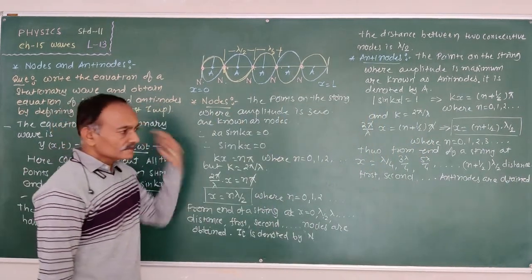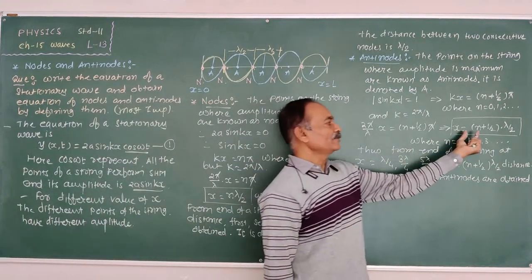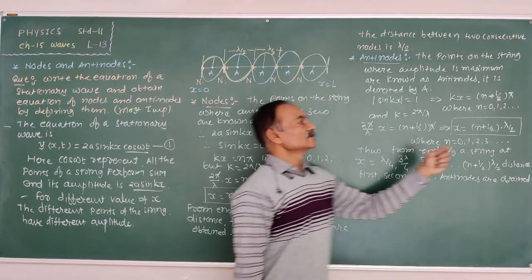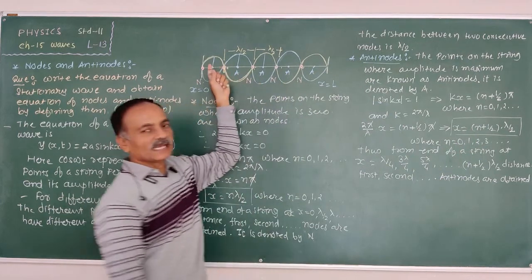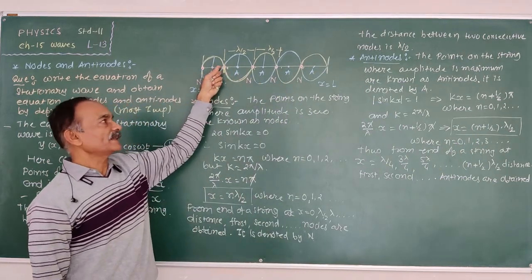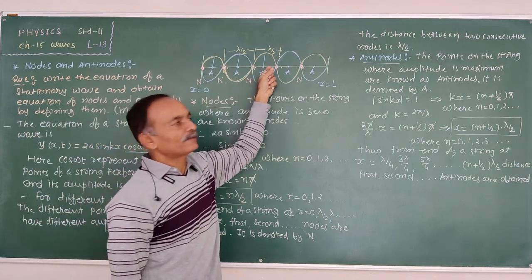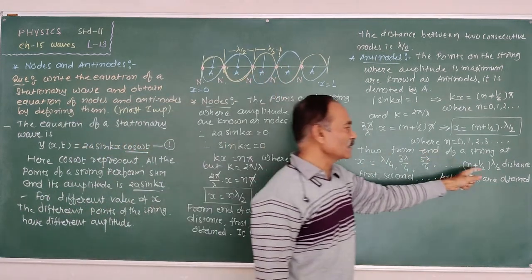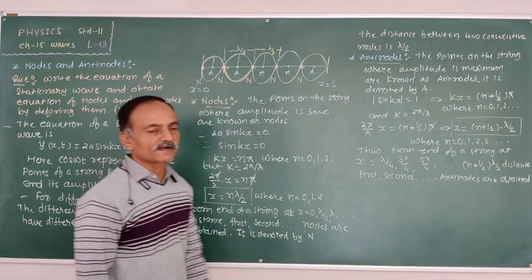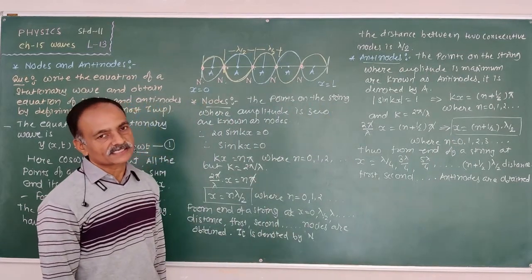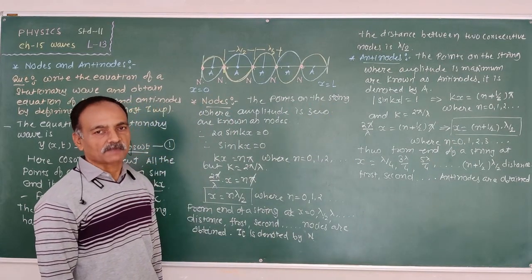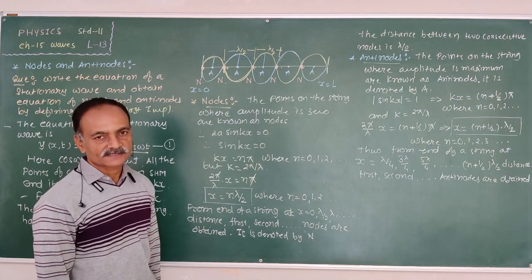Right. So as we substitute different values of n in this equation, from the end of the string at x is equal to 0, the first antinode is obtained at lambda by 4, the second at 3 lambda by 4, next at 5 lambda by 4. This way, the nth antinode is obtained at n plus 1 by 2 into lambda by 2 distance. That means the 2n plus 1 lambda by 4 distance.